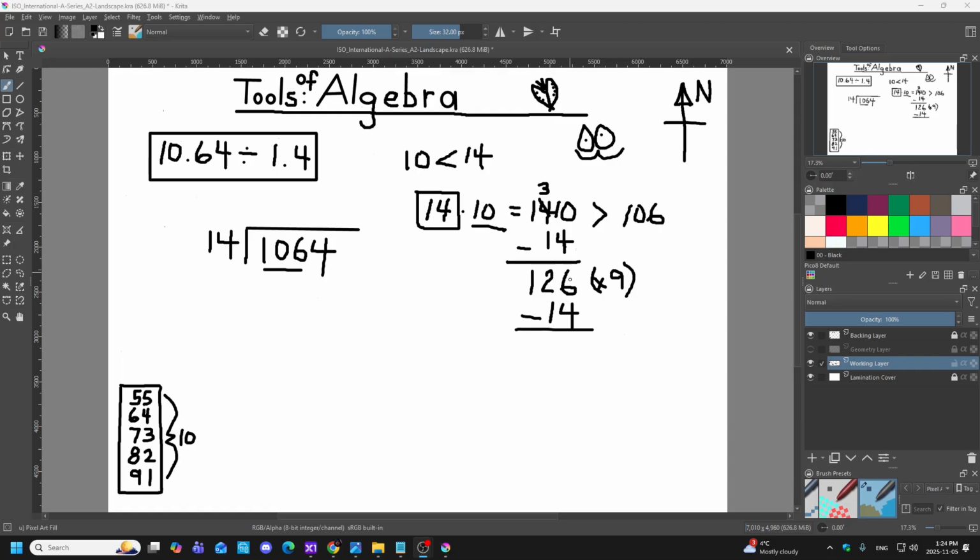Oh, perfect. We could do straight subtraction. 6 take away 4 is 2. 2 take away 1 is 1. Bring down the 1. We're still greater than 106. Looks like we have one more step to go. That's okay. So that is our times 8. You can confirm these if you like. Now I'm going to subtract 14 again. Again, 14's the number we're using.